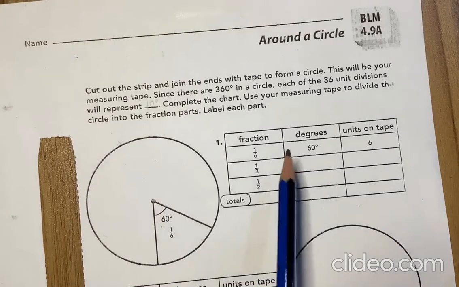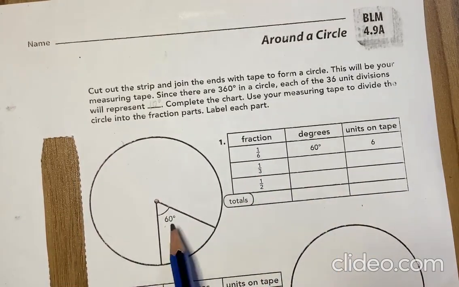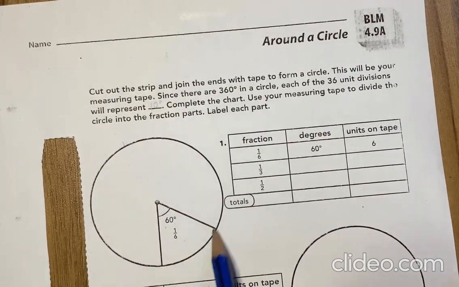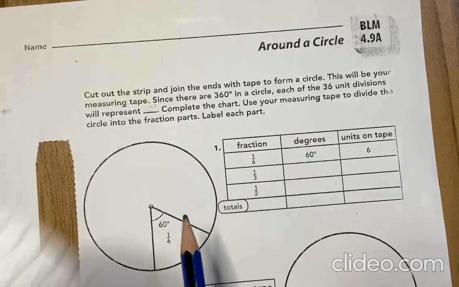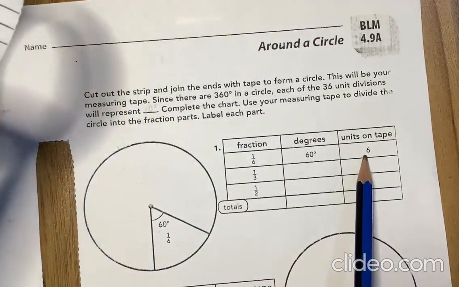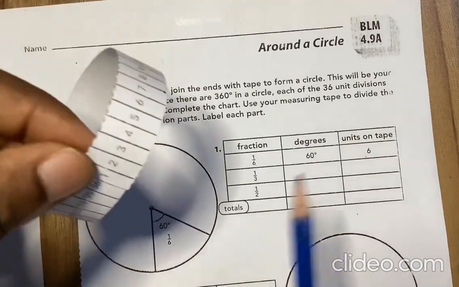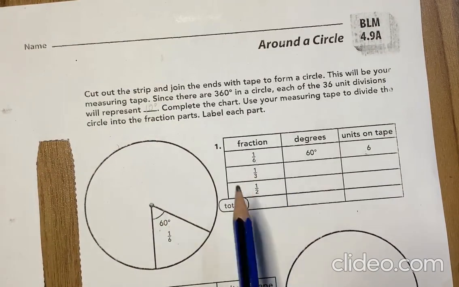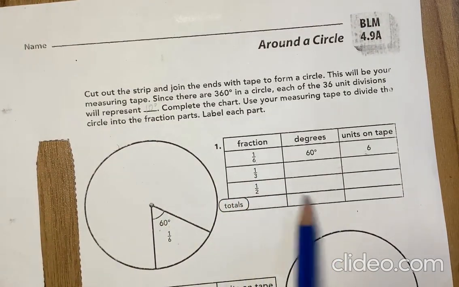Okay, so the first line has been done for us. This sector is 60 degrees, which is 1/6 of 360. And if I'm going to use my measuring tape, it's going to be 1/6 of 36. And so I have 6 units. So 1/6 times 36 over 1 will give me 6 units. Now we're going to use that same understanding to fill in the other lines.